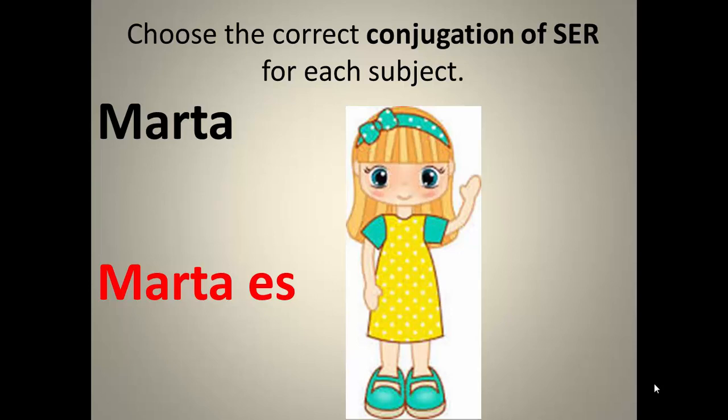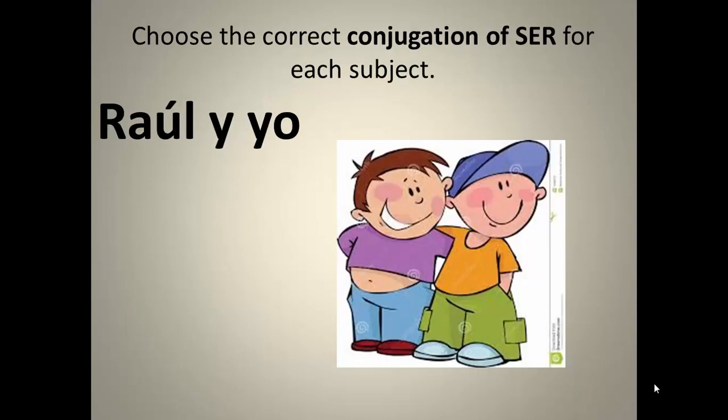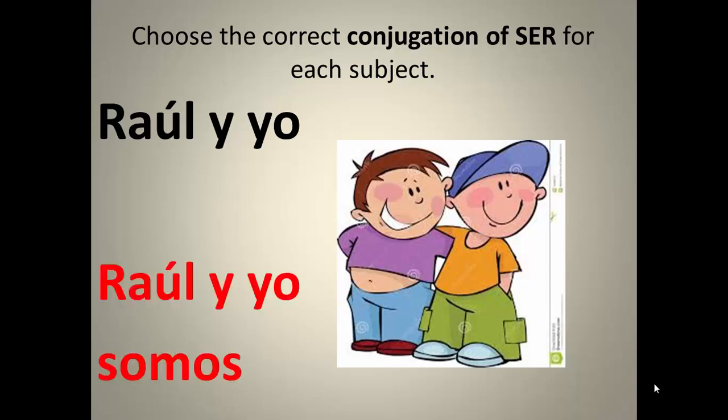Number two, that, by the way, number one means Marta is kind or nice. Número dos, number two, Raúl y yo, Raúl and I. So which conjugation would that get? Which of those 6 conjugations would you end up using? It would be like we, correct? So it's going to be nosotros, or Raúl y yo, somos graciosos. Raúl and I are funny.